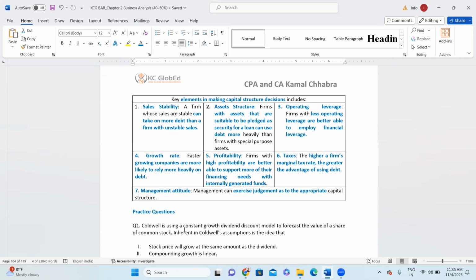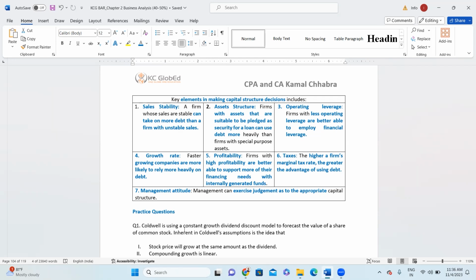The leverage between sales to gross profit, right? So if you have better operating leverage, that means if you have good margins in the gross margin, then you can take more and more financial leverage because you are in a capacity to pay interest, right? The firm with less operating leverage is better able to employ financial leverage.